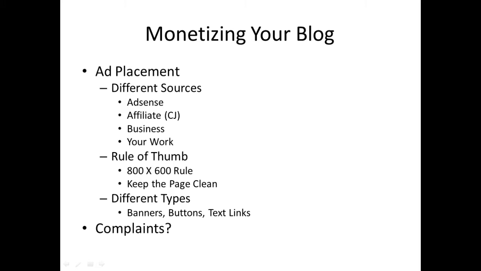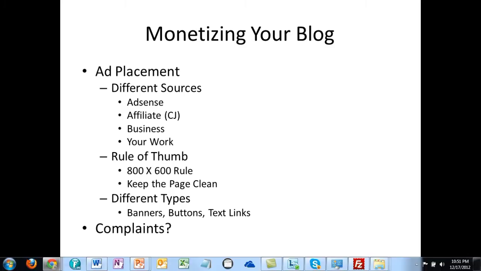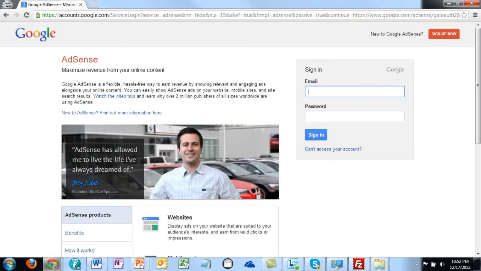Now, there are three primary things you want to pay attention to: the sources, one particular rule of thumb, and then the different types. So in other words, the first thing you want to consider is that you want to have different sources. In some cases, you're going to want to use the Google AdSense program. If you're unfamiliar with Google AdSense, all you have to do is go to google.com/AdSense, and you can join the AdSense program, which will allow you to put ads on your site. And I'll show you what this looks like in a minute.